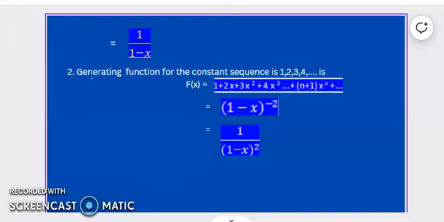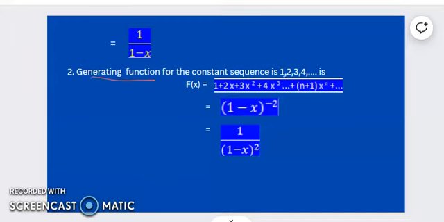And the second one is, what is the generating function for the sequence like 1, 2, 3 and so on? For this sequence, we name the generating function f of x: 1 plus 2x plus 3x square plus 4x cube plus and so on plus n plus 1 x power n plus and so on. Why? Because we can write this as 1 minus x whole power minus 2 because of the binomial expansion. It can also be written as 1 by 1 minus x whole square.